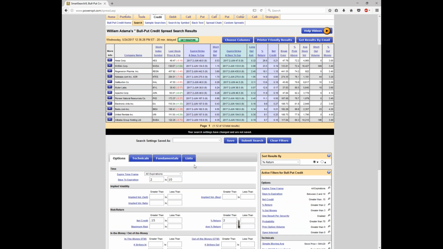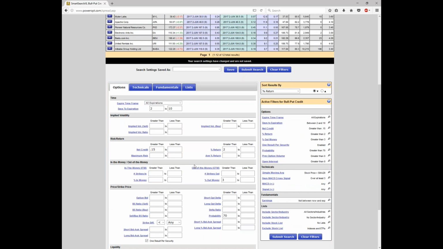All right. Now, as I mentioned, every strategy will look the same. In the search tool or the sample searches, you'll still have the same fields for options, technicals, fundamentals, and lists. And the technicals, fundamentals, and lists in every strategy are the same, the criteria you can use. What changes, of course, is just the options criteria.